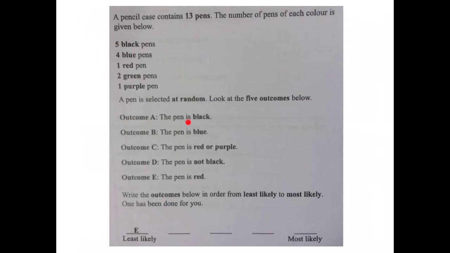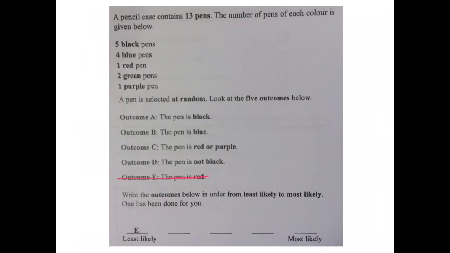Outcome A, the pen is black. Outcome B, the pen is blue. Outcome C, the pen is red or purple. Outcome D, the pen is not black. Outcome E, the pen is red. Write the outcomes below in order from least likely to most likely, and one has been done for you. So they've already placed outcome E onto the probability line, so we can remove it.